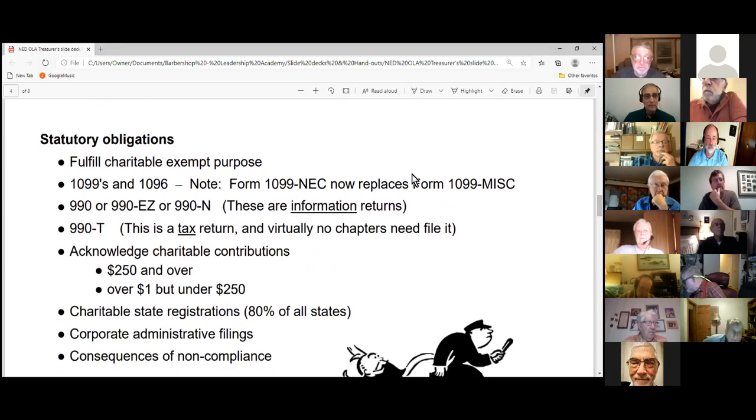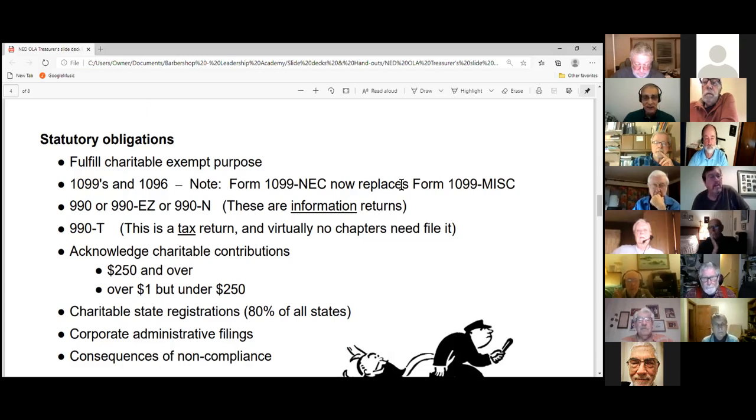We talked about you exist for a charitable exempt purpose. You're really only allowed to do things basically that fulfill that purpose. Now, the Form 1099 NEC. Has anyone ever heard of a 1099 NEC? Just wave at the camera if you've ever heard of it. No. Okay, or just say no.